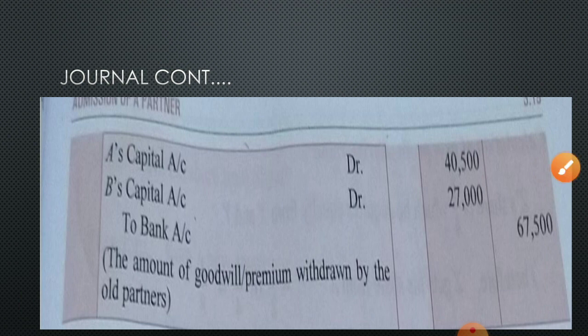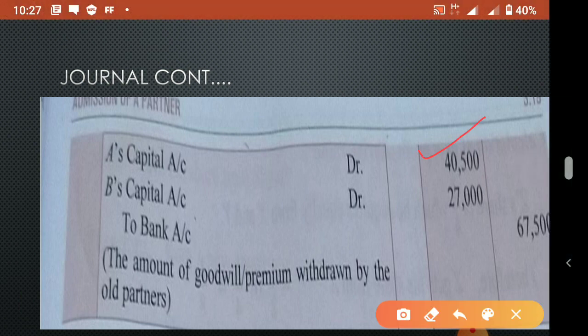So what will come? A's capital account will be debited: A's capital account 40,500, B's capital account 27,000, to bank account. So capital account on the debit side, to bank we will write, because their capital account will decrease as they are taking away the amount. If they withdrew, suppose 40,000 is there and A withdrew only 20,000, then you have to write only 20,000 here. Half they withdrew, or like that, 3/4 withdrew. Whatever information is there in the question, that much only you have to debit. How much is withdrawn will be clear in the question. Here they are saying withdrawn by the partner, so we have to assume they have withdrawn the full amount.